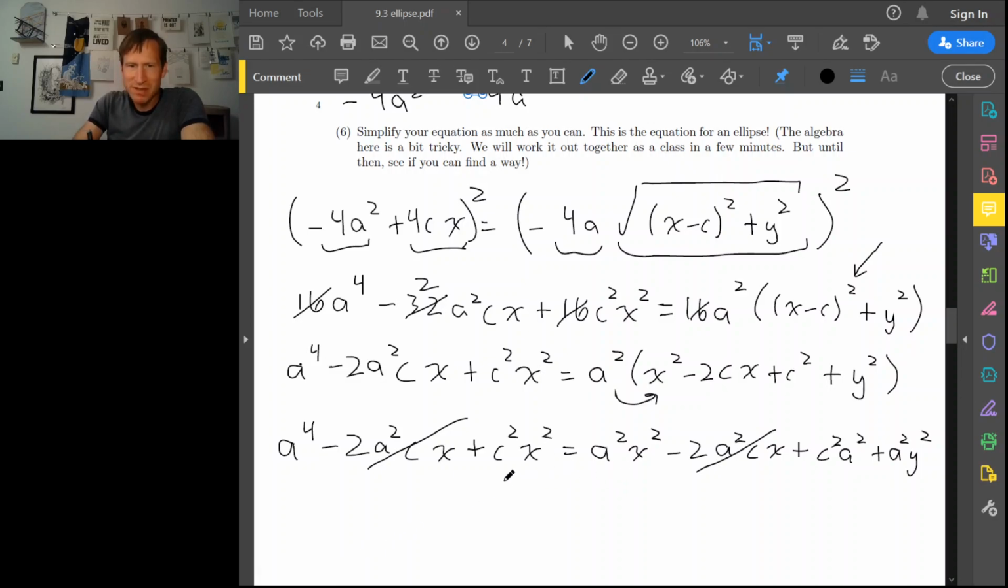Now, there are some pieces of this that have genuine variables, x and y. That's these parts. And there are some parts that just have constants. That's the a to the fourth and the c squared a squared. Let's get all the constants to the left and all of the variable parts to the right. So it looks like we need to subtract c squared a squared from both sides, and we need to subtract c squared x squared from both sides.